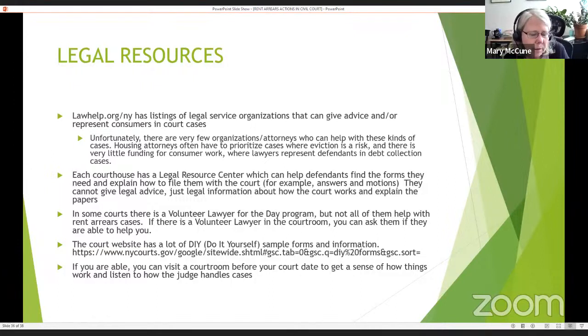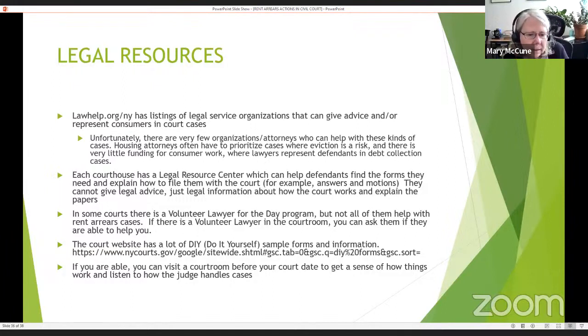They can help you. Sometimes they'll do the traverse hearings. They can ask people. They can help people negotiate settlements. That's sort of their bread and butter. And they can also help people ask for adjournments.